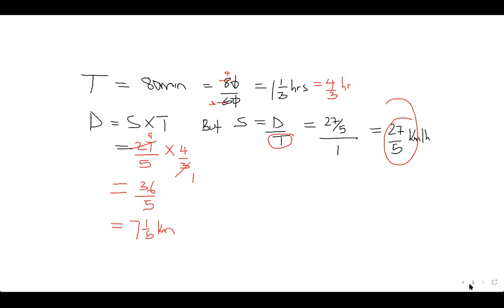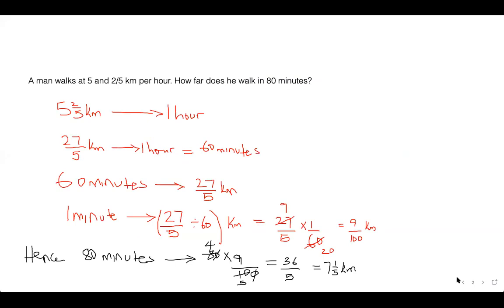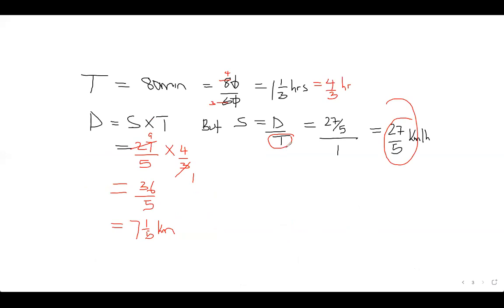Assuming they said the man moved five and two out of five kilometers in maybe 40 minutes, not an hour, because you found it easy to use that distance since it was 1 hour. But assuming they didn't give you per hour, maybe they said he moved that distance in 2 hours, you need to know how to work out this time here. Not all times are going to be given to you as 1 hour. I don't know if it makes sense.